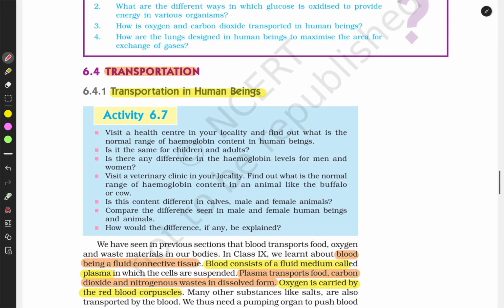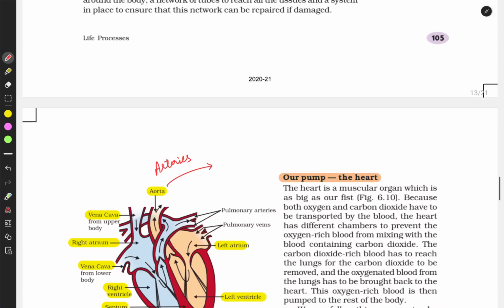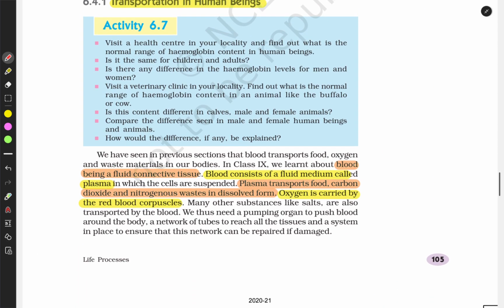Transportation system in human beings. Let's discuss the transportation system. Blood, being a fluid connective tissue, is a transportation system. How does it work? The blood consists of a fluid medium called plasma, and plasma transports food, carbon dioxide, and nitrogenous waste in dissolved form. Oxygen is carried by the red blood cells, which have hemoglobin.